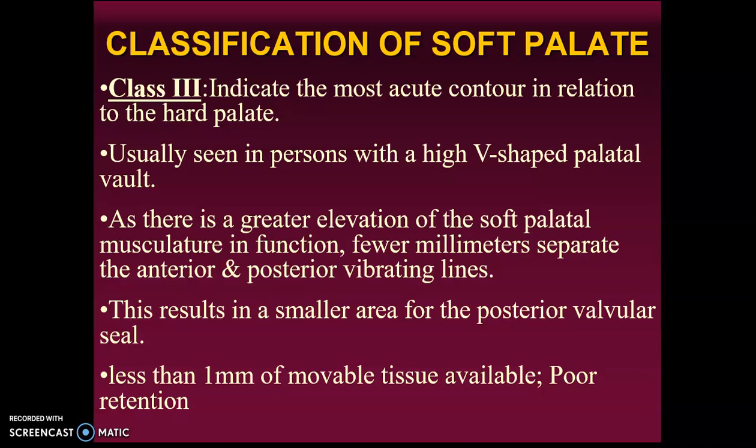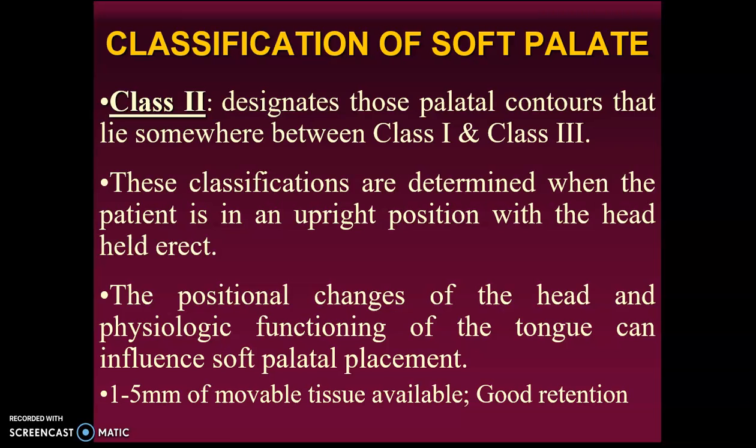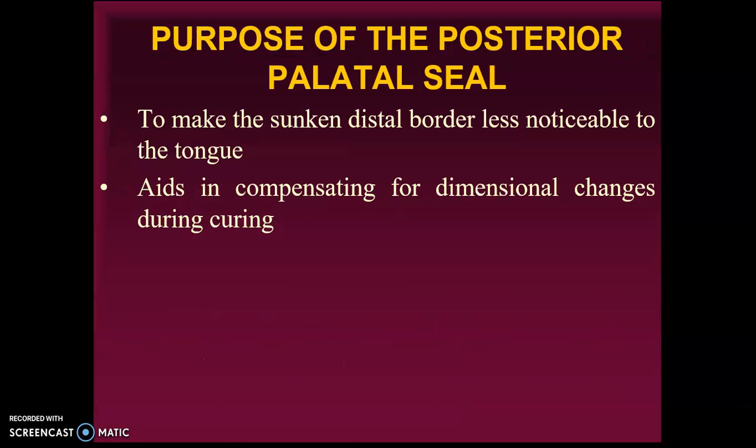So what is class 3 before class 2? It causes the most acute contour in relation to the hard palate. Usually persons with a high V shape, meaning a high arch palate, have this type of class 3 soft palate. So this leads to a smaller location for the presence of PPS, so poor retention can be the result. Class 2 soft palate designates between class 1 and class 3, and it also gives better retention since it possesses the characteristics of class 1 soft palate.